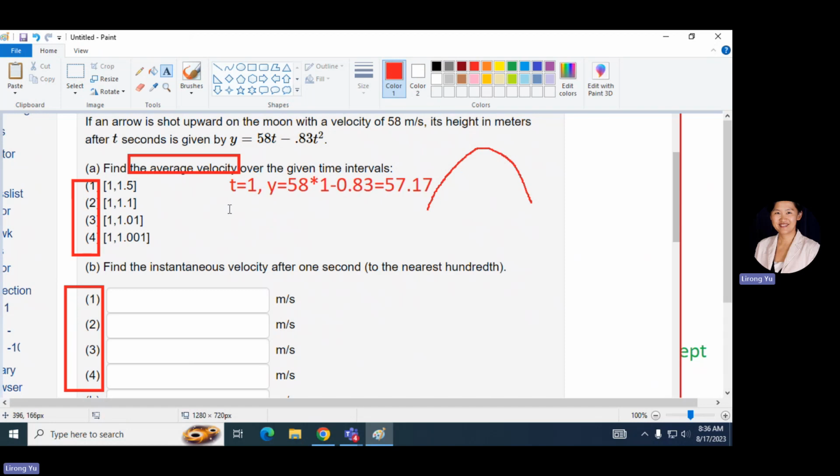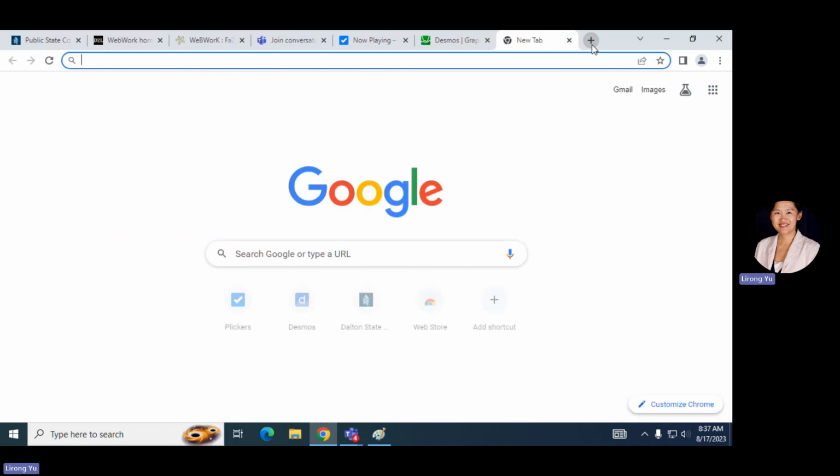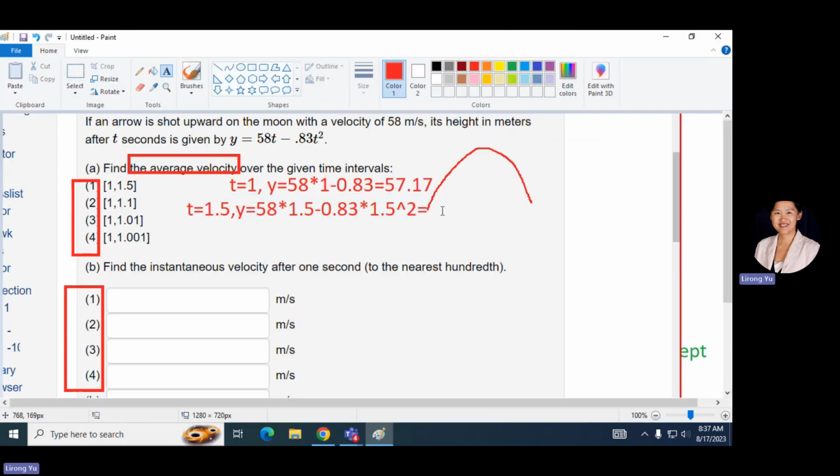Right, and then we will calculate what happened at t equals 1.5. So in the original definition of the function, you would substitute t with 1.5 and we'll calculate the y value as 58 times 1.5 minus 0.83 times 1.5. So I'm calculating question number 1, and we use a calculator to find the y value.